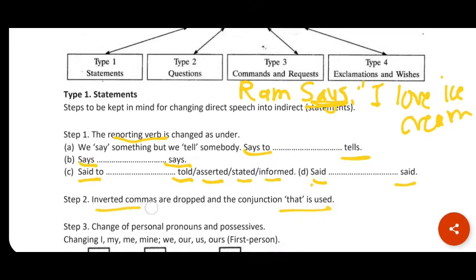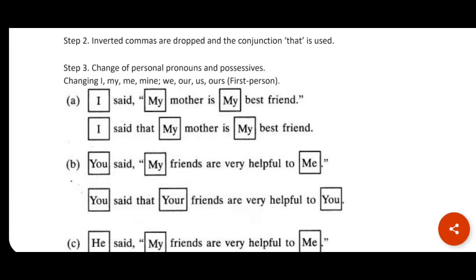So inverted commas are dropped. You all know that direct speech is always written in inverted commas. So when we change direct into indirect, the second step is to remove or drop the inverted commas and use the conjunction that. The third step is change of personal pronouns and possessives.